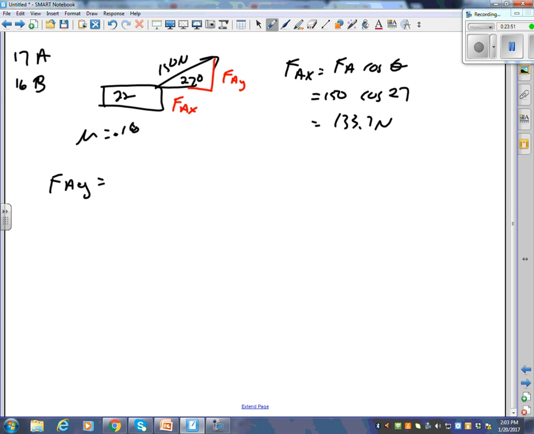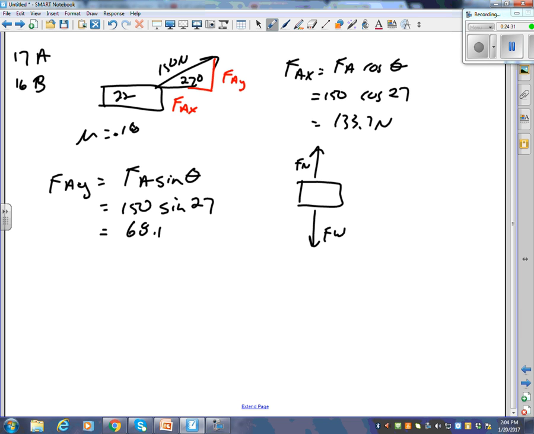You also have to find the y component, FAY, which is FA sine theta. 150 sine 27, or 68.1. You have to see the end of it before you can see why. Okay. Normally the weight force and the normal force are balanced, right? But in this case, there is also an upward component, which is FAY. Some of this force goes into doing what? Lifting up. Okay, so you've got FAY up and you got FN up, and that's balanced by FW.